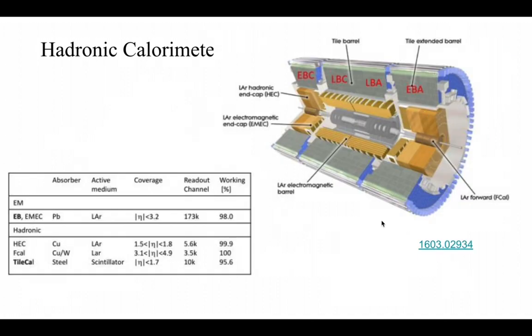For the hadronic calorimeter, there are also a barrel part and an end cap part. This is a table summarizing the different absorber materials for the EM calorimeter and hadronic calorimeter, and the active material to measure the ionizing energy coming from the showered particles. The eta represents the angular coverage of each of the subsystems, and there is a huge number of readout channels to cover the full range of the detector. Both detectors are working close to 100%. They are very efficient detectors.